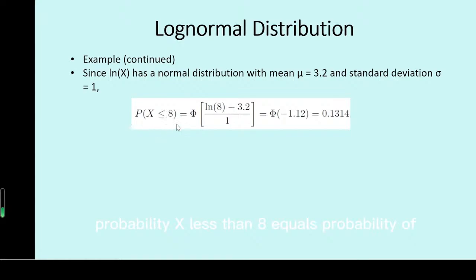Probability x less than 8 equals the cumulative probability of log x minus mu divided by 1, right? Because log x has a normal distribution. So log x minus mu divided by sigma will have a z-value, which is a standard normal distribution random variable. So we can get this directly from the normal distribution table, which equals 0.1314.